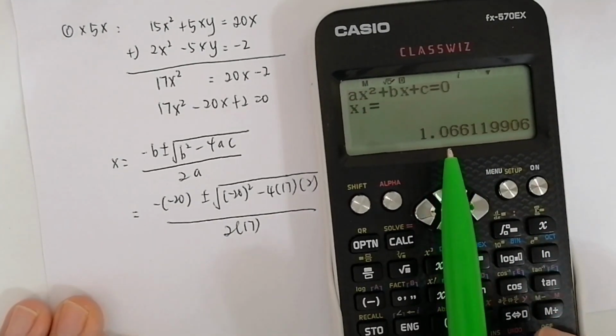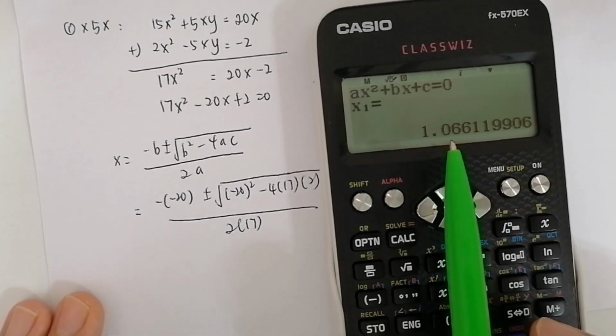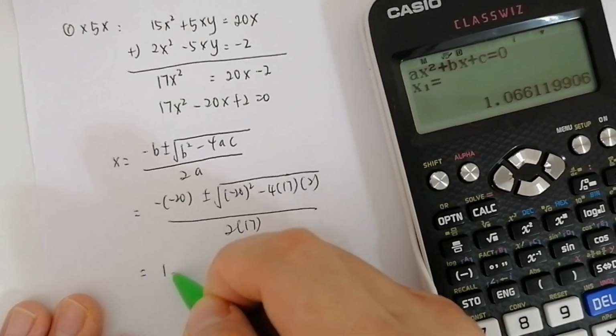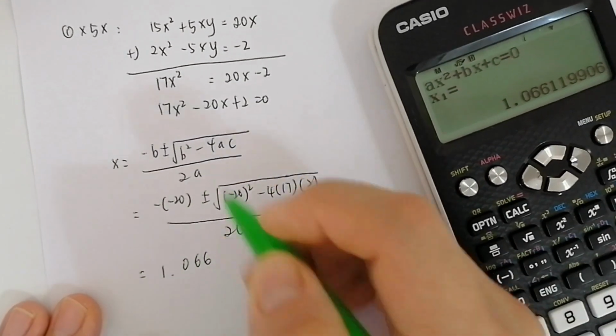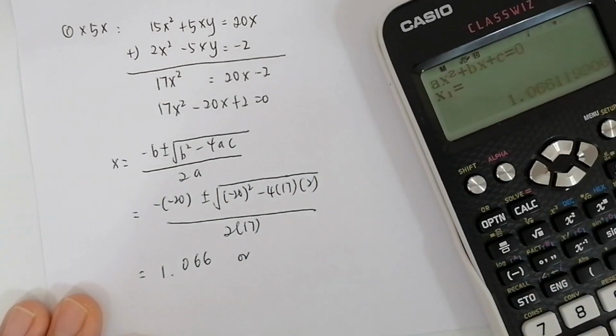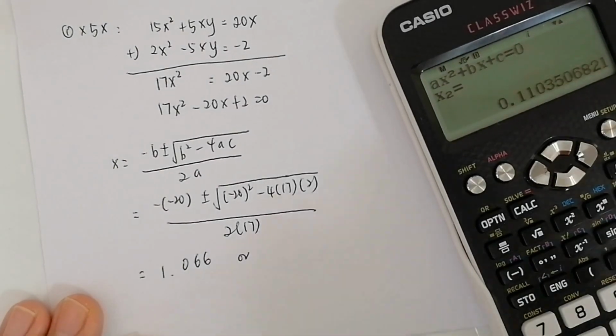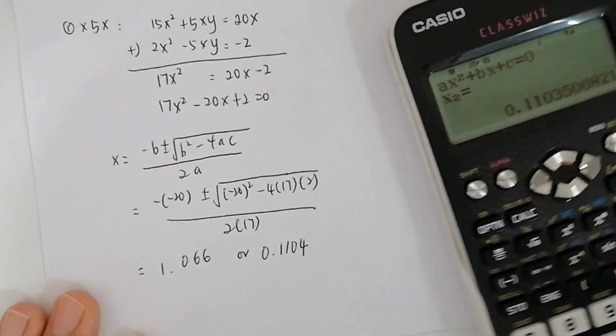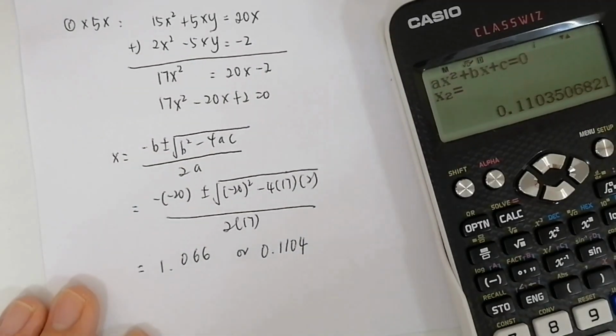Alright, if the question doesn't mention, that means you have to use 4 significant figures, which is 1.066 or 0.1104. Okay, round off to 4 significant figures.